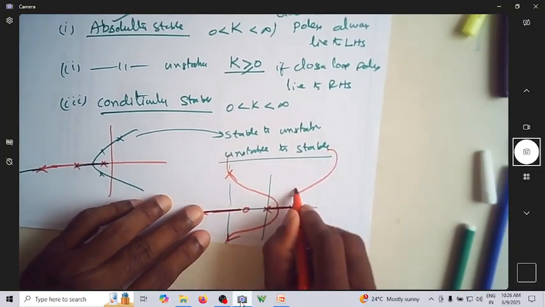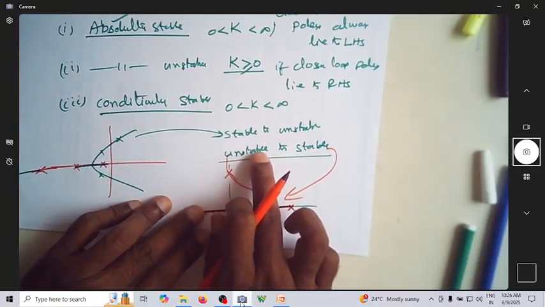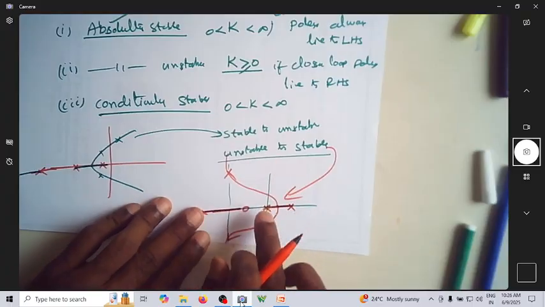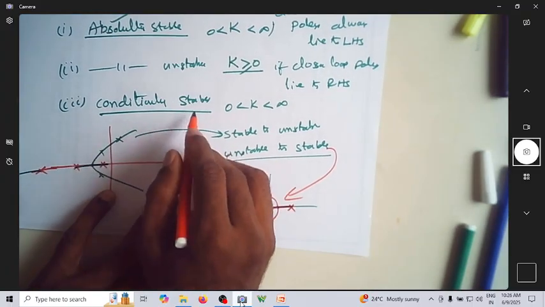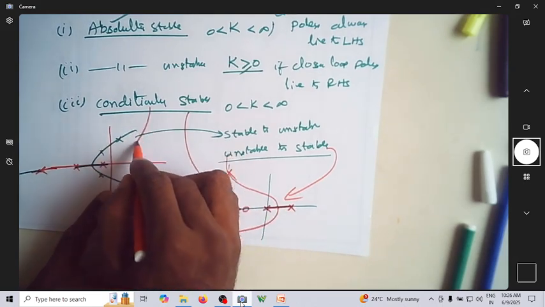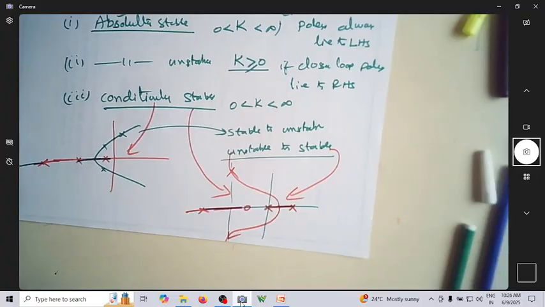This is for this category. For lesser values of k, the system is unstable. For larger values of k, the system is stable. So this is also under conditionally stable. This is also under conditionally stable system.